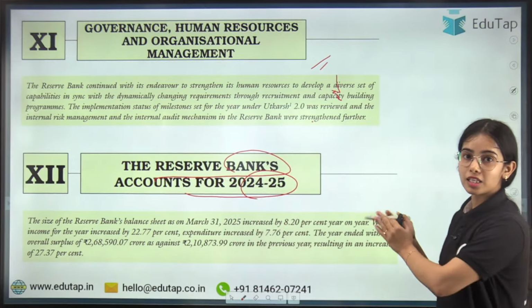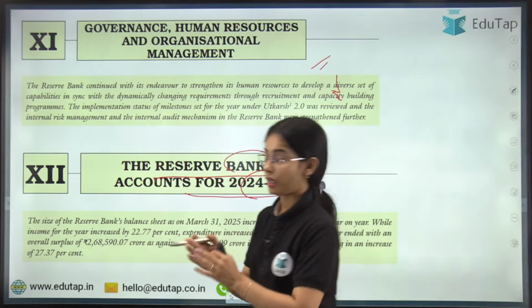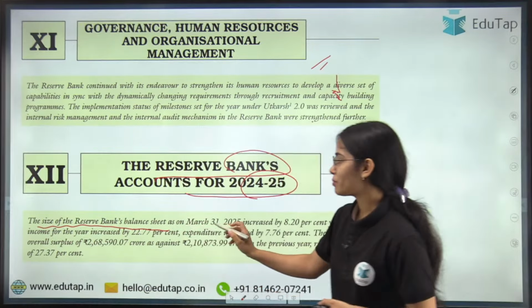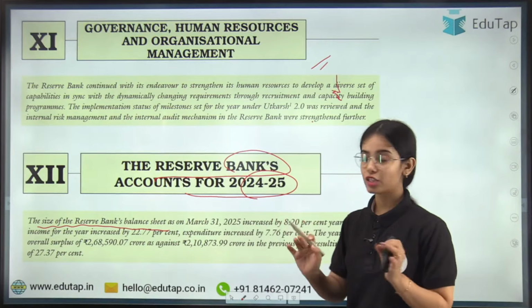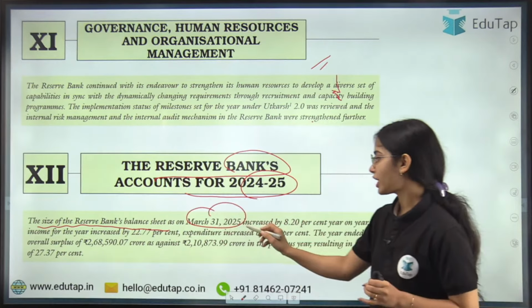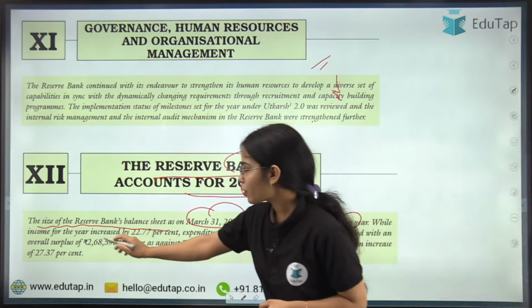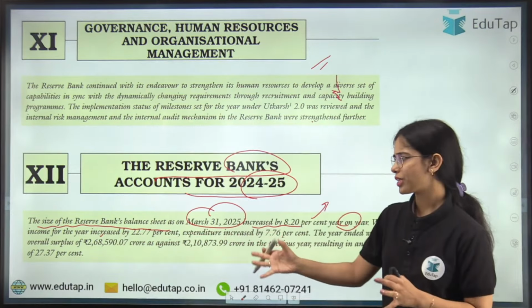So this is the last part. We have only one slide left. Okay, I will finish it in 5 minutes. The size of the Reserve Bank's balance sheet as on March 31st, 2025 increased by 8.2% year on year, while income for the year increased by 22.7%.